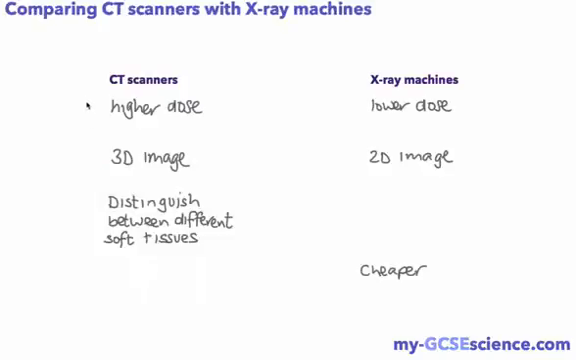The last thing I want to look at quickly is comparing CT scanners with X-ray machines, and when we're comparing, remember this is a command word, we have to look at the features of one compared to the features of the other. So with CT scanners we have a higher dose of X-ray radiation that is given, whereas with the X-ray machines it's a lower dose. CT scanners can produce a 3D image, on the other hand X-ray machines produce a 2D image. CT scanners can distinguish between soft tissues, so different kinds of tissues can be differentiated with our CT scanner, and the CT scanner is quite a lot more expensive in fact. The X-ray machine on the other hand is much cheaper.